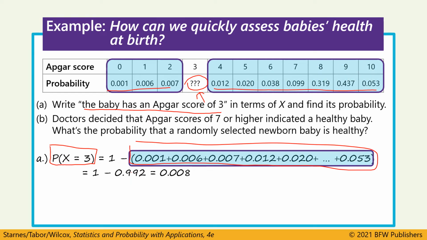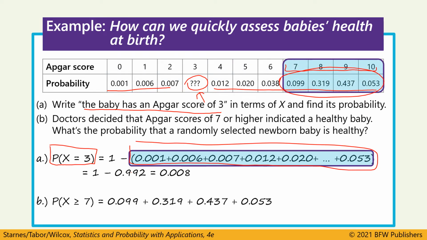In part B, Apgar scores of 7 or higher indicate a healthy baby. What's the probability that a randomly selected newborn baby is healthy? Well, it's just going to be these probabilities added up. And we get 0.908.